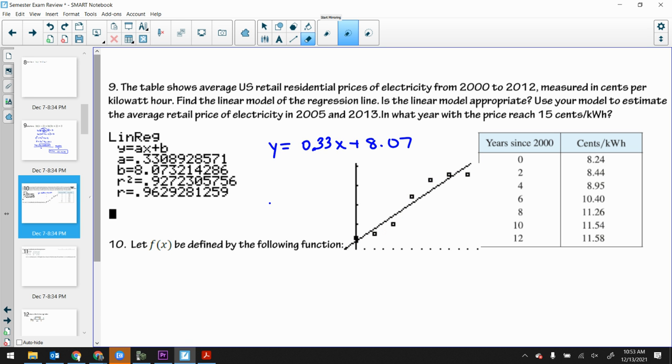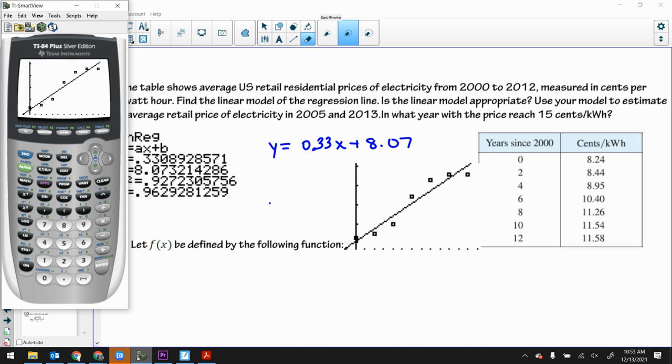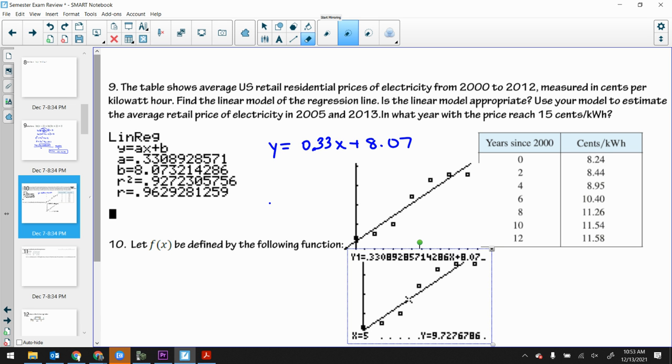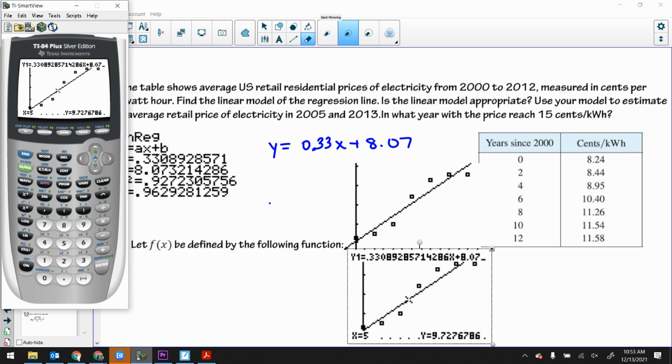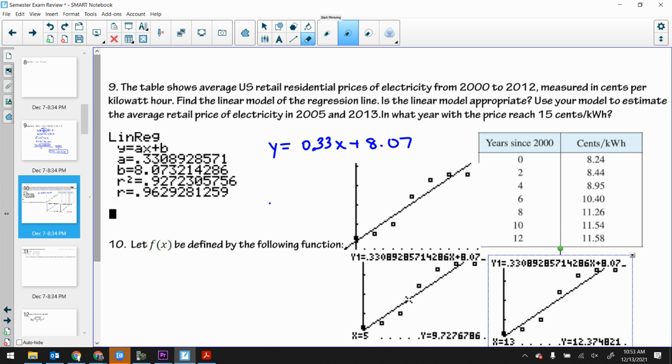Now, let's go in and run these numbers. 2005. Second calculate the value of 5, because it's years since 2000. So that's 9.72. Then second calc, 2013, so calculate the value of 13. Okay, 12.37. So those are my two values.